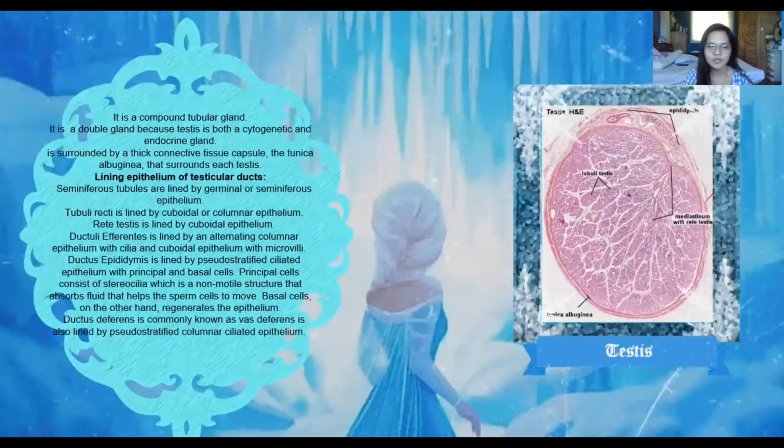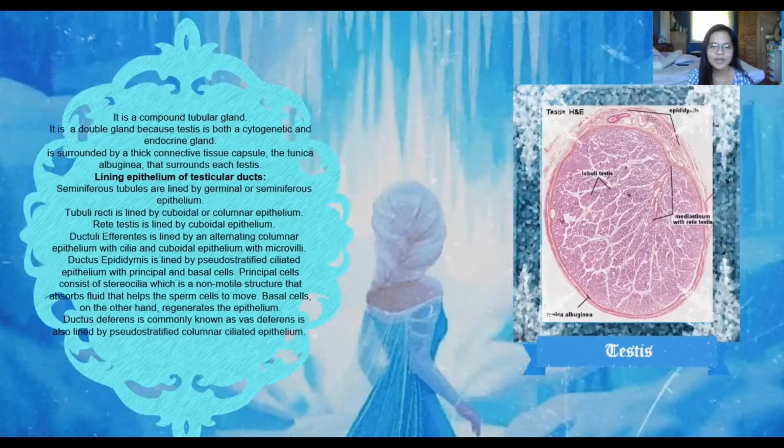Lining epithelium of testicular ducts. Seminiferous tubules are lined by germinal or seminiferous epithelium. Tubuli recti is lined by cuboidal or columnar epithelium. Rete testis is lined by cuboidal epithelium. Ductuli efferentes is lined by an alternating columnar epithelium with cilia and cuboidal epithelium with microvilli.